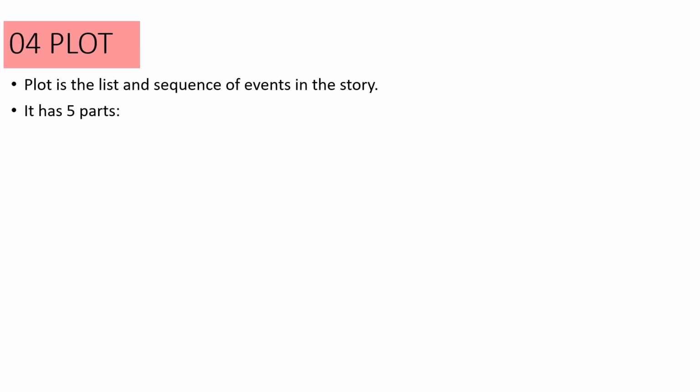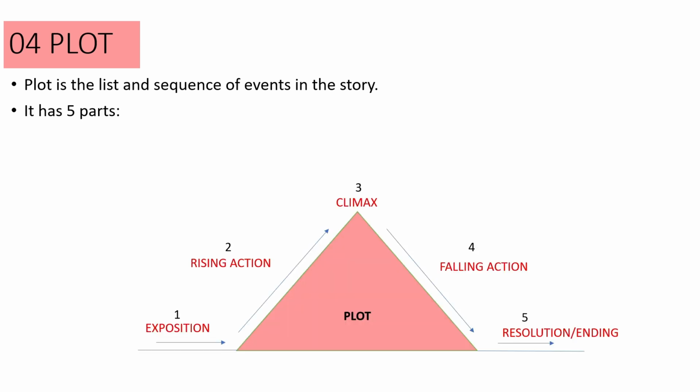Plot is the next element. Plot is the list and sequence of events in the story. It has 5 parts. We can understand it through the pyramid of plot. First step of this pyramid is exposition. In other way, this is setting. Second is rising action. Third is climax. Fourth is falling action. Fifth is resolution or ending.